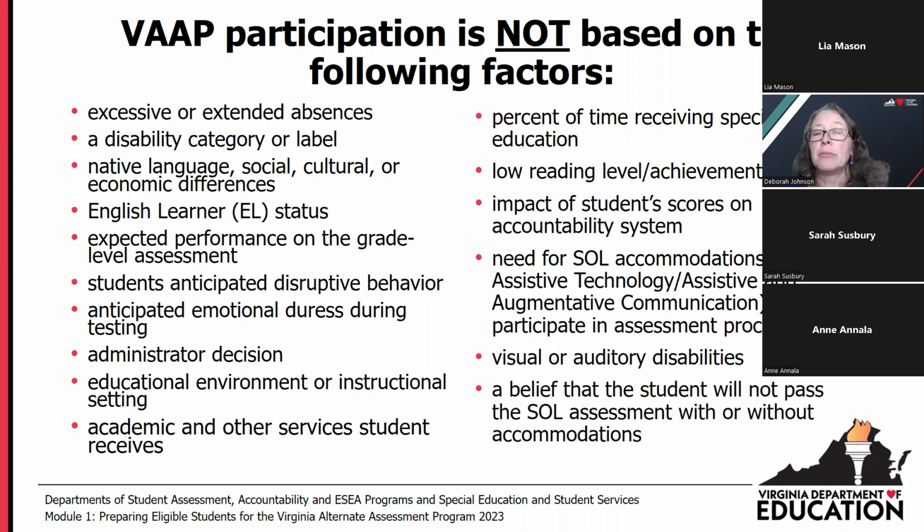Participation in the alternate assessment, or the VAAP, is not based on the following factors. And I'm not going to read all these to you, but just for instance, it should not be based solely on an IQ score or a disability category or label. It's not going to be based on how the student's performance will affect the accountability system. It's not an administrator decision. It's not based on what educational environment or instructional setting the student is in, or even if they have visual or auditory disabilities.